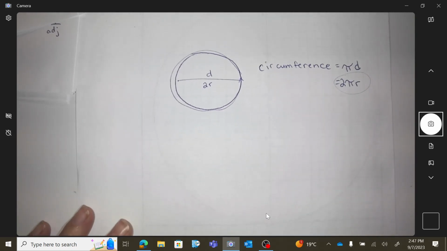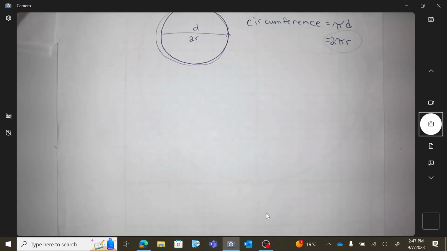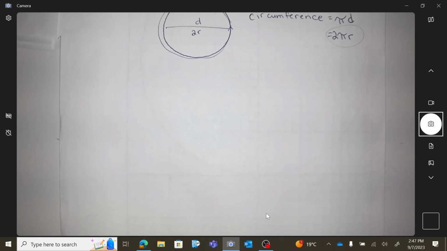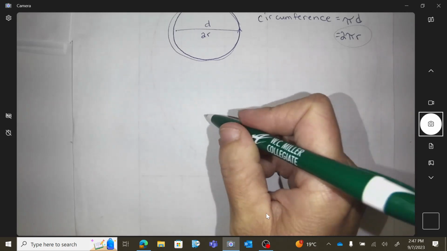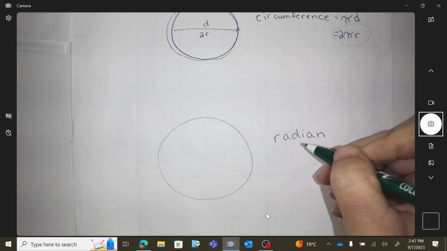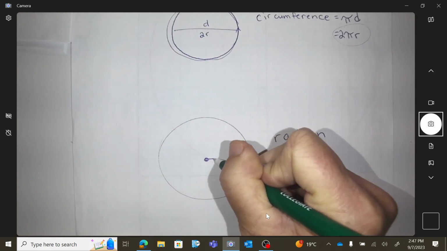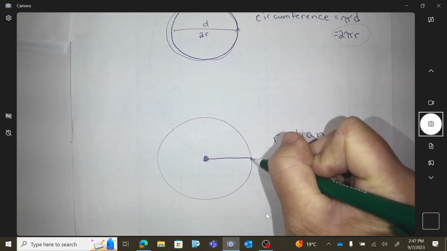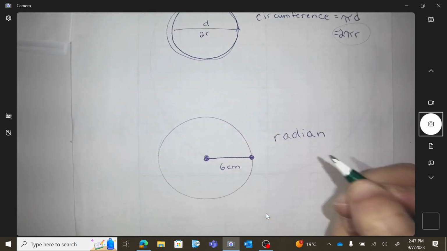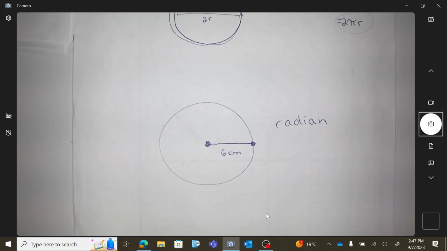Now, you're going to learn something in grade 12. Degrees is going to be old school. We're going to switch out of degrees. We're going to do some new work. So, you're going to learn about this thing called a radian. Okay, what is a radian? Let's pretend this radius is 6 centimeters.